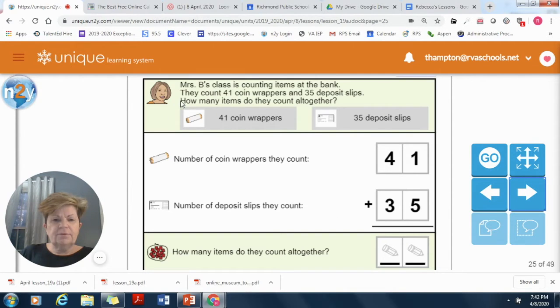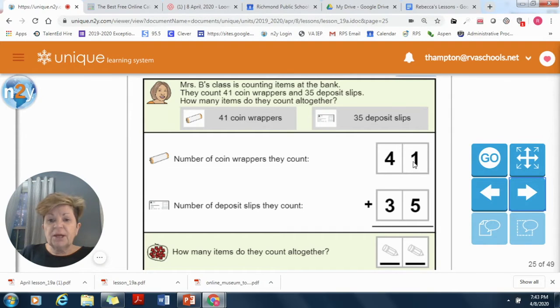Here we have Miss B's class is counting items at the bank. They count 41 coin wrappers and 35 deposit slips. How many items do they count all together? That's another key word. Now, what are our two important numbers that we're seeing? What are our two numbers? 41 and 35. Very good.